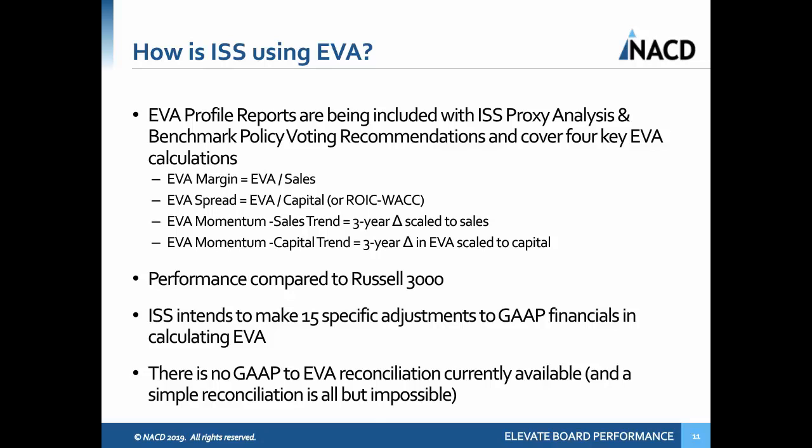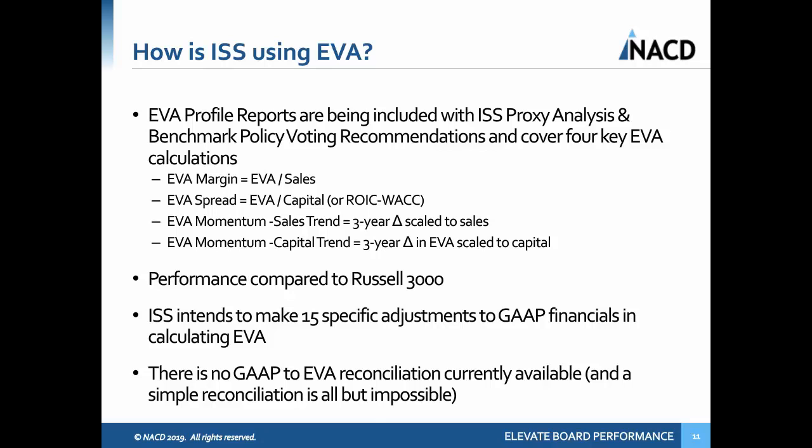These momentum calculations were developed to address the issue created by companies that had years in which EVA was negative and stayed negative, or years in which EVA went from positive to negative. It's an elegant way to scale data that gets affected by positive to negatives. Performance under each of these 4 measures is compared against the general Russell 3000. As of right now, there's no specific comparison to any type of peer group.